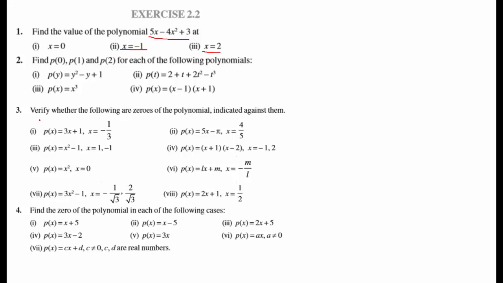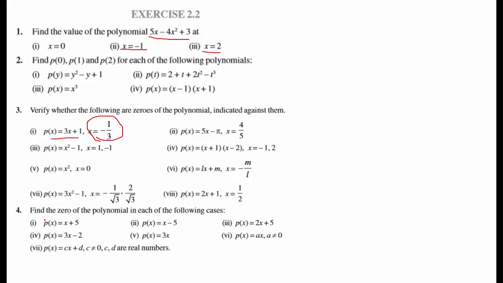Now the third question is to verify whether the following are the zeros of the polynomial indicated against them. For this you have to check whether x equals minus 1 by 3 is a zero or not. If it is a zero, then the value at x equal to minus 1 by 3 will be 0.